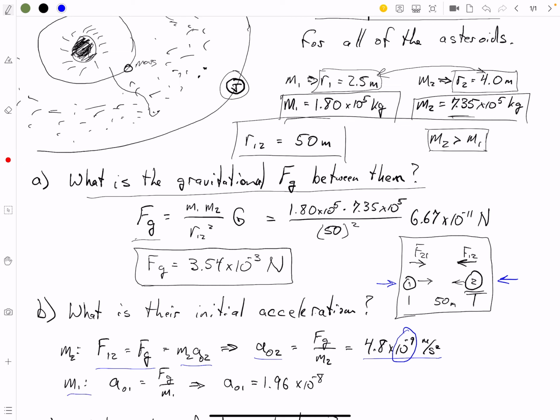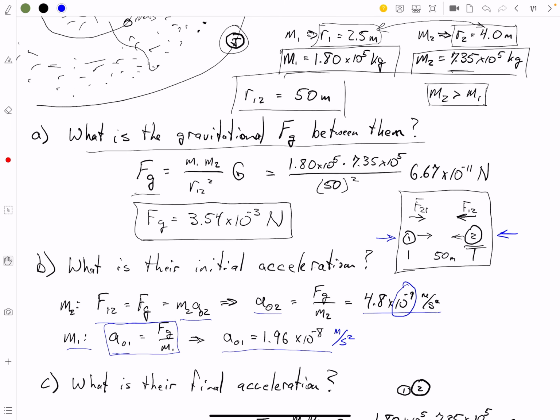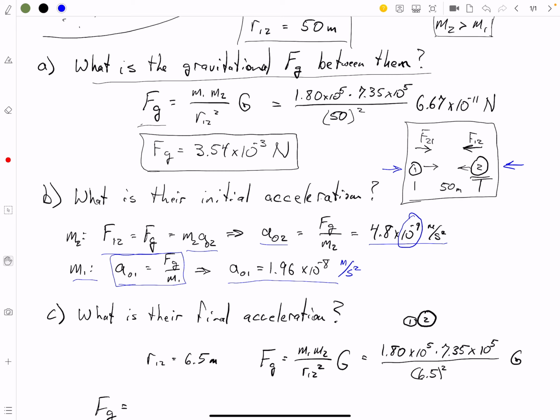If we do it for M1, we get down here, and we're going to do this. It gives us this acceleration, same exact equation. This acceleration isn't as small, still pretty small, but it's roughly, what is it, 4 times larger.